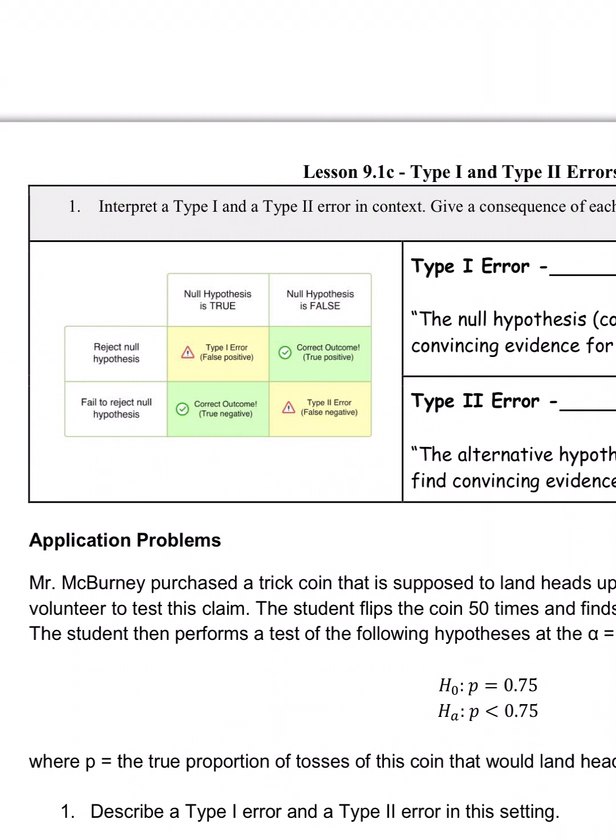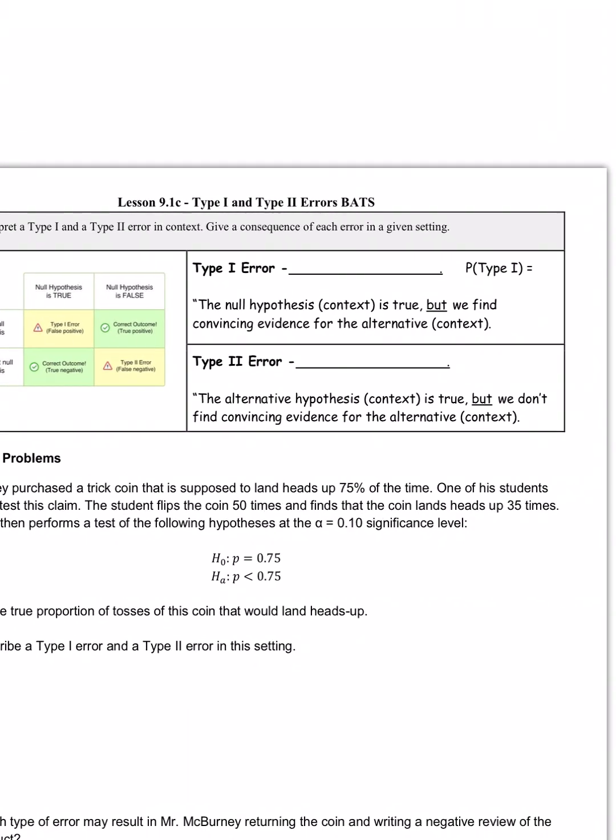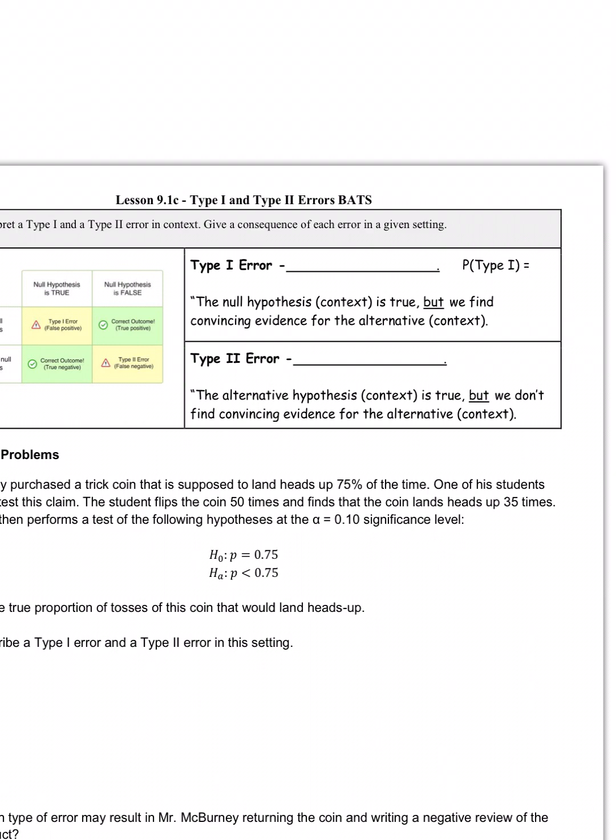So here it is. If I reject the null, but the null was true, that is a type 1. If I reject the null because the null's false, I made a good decision. If I fail to reject the null and the null was true, that's a good decision. If I fail to reject the null, but the null was false, that's a type 2 error. Alrighty? So then we're going to have to be able to put these in sentences in context, okay?